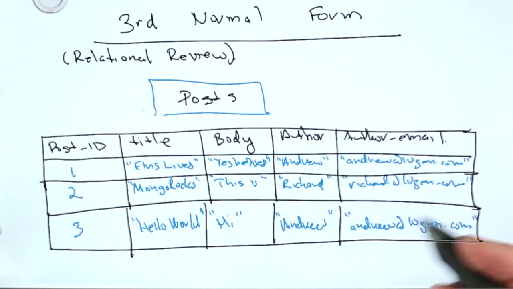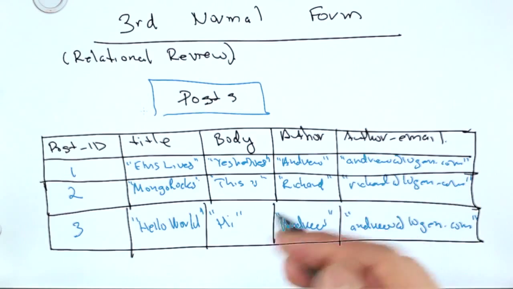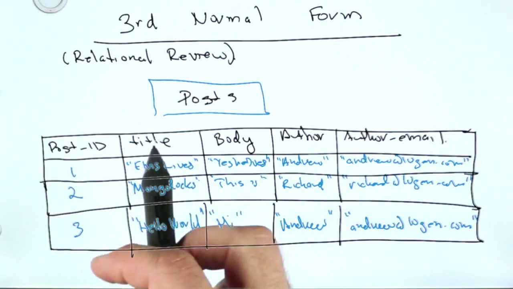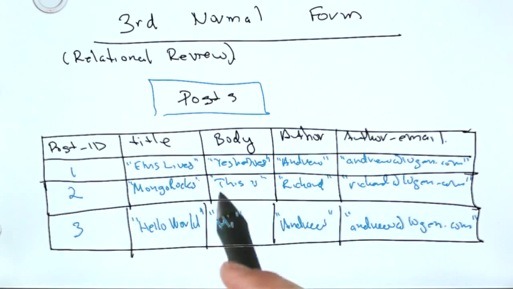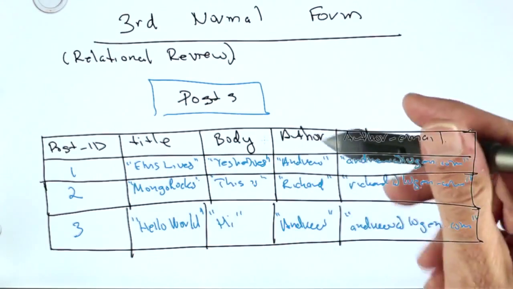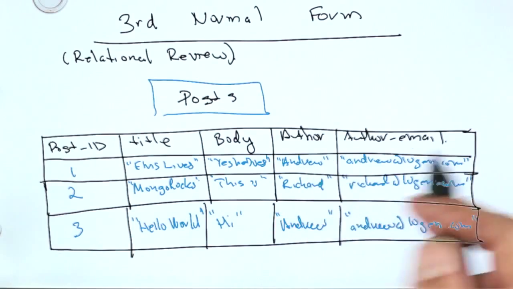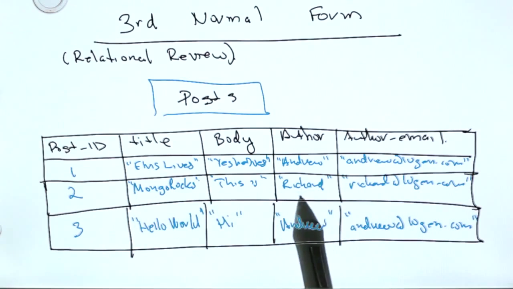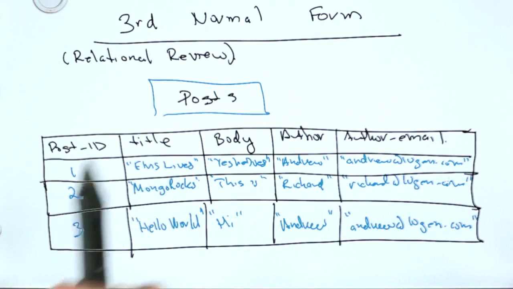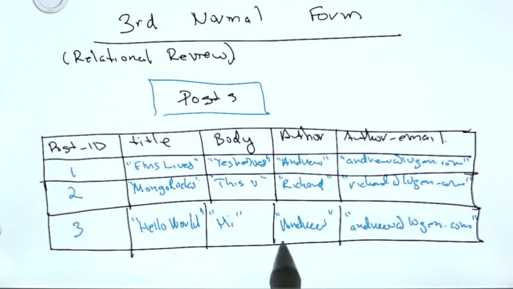Let's say you had a post table and you decided to have a post ID, a title, and a body. These are the different titles of the posts, like "Elvis lives," and the body says "yes he does." The author of the post is Andrew, and the author email is andrew@tengen.com. The second post says "Mongo rocks," written by Richard, with his email richard@tengen.com. The third has the title "Hello World," written by Andrew, with the email andrew@tengen.com. So this is a denormalized table structure in the relational world.